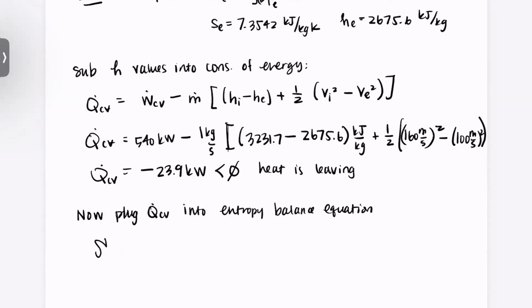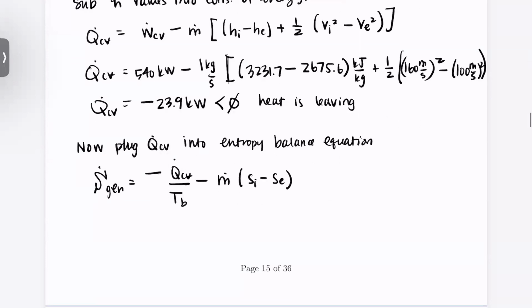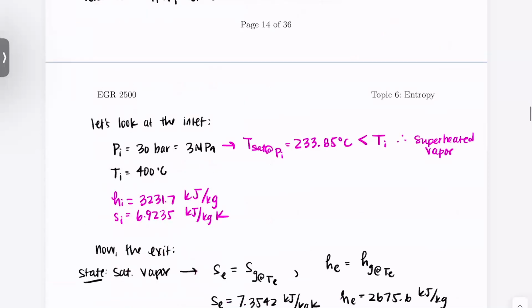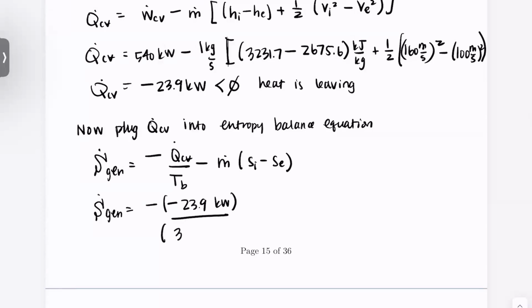So if you remember from before, we have S dot gen is equal to minus Q dot of our control volume over our boundary temperature minus M dot SI minus SE. We have all of these things available to us now. So we get the following. So we have minus a negative 23.9 kilowatts divided by our boundary temperature, which remember it has to be absolute. So our 350 Kelvin is okay. It's already given to us in an absolute temperature, so that's good.